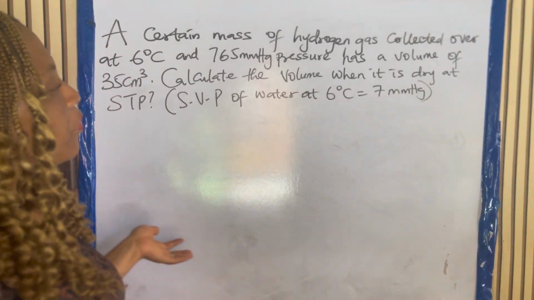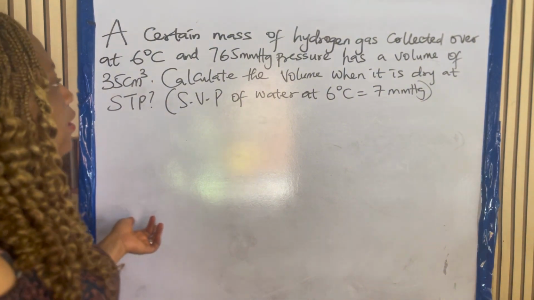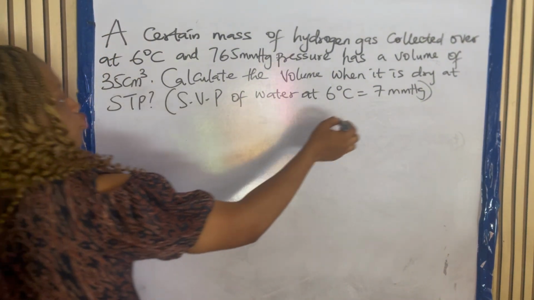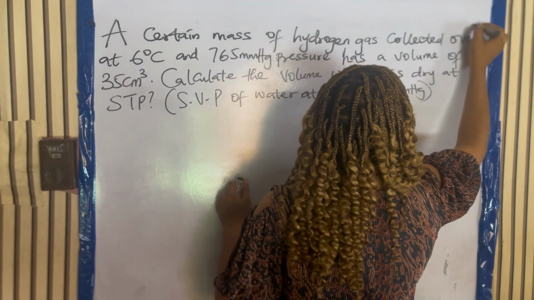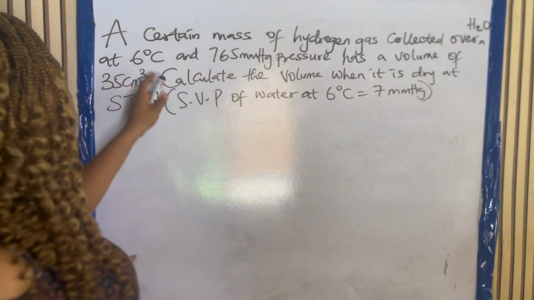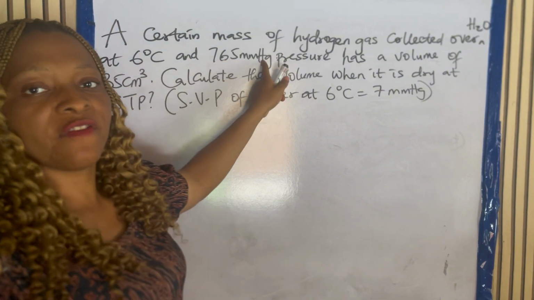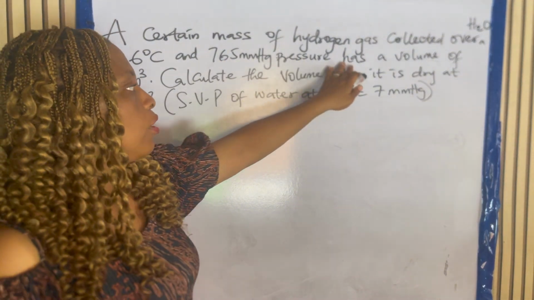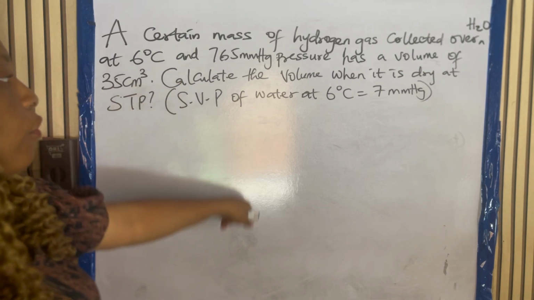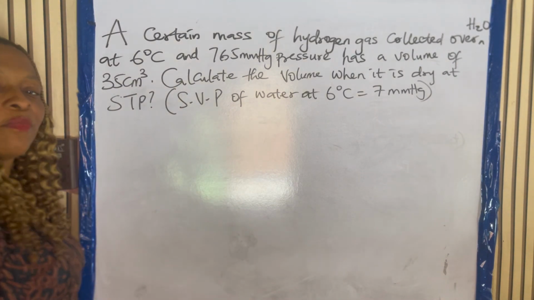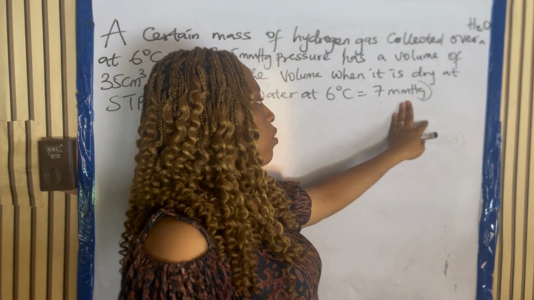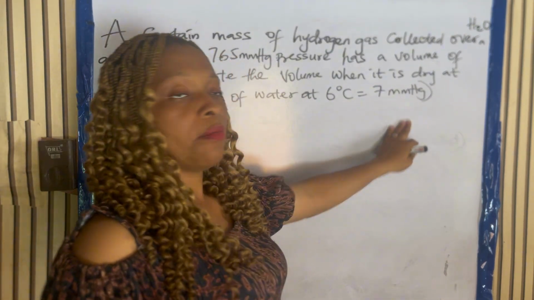A certain mass of hydrogen gas collected over water, at 6 degrees Celsius and 765 millimeter mercury pressure, has a volume of 35 cm cube. Calculate the volume when it is dry at STP. SVP of water at 6 degrees Celsius equals 7 millimeter mercury.